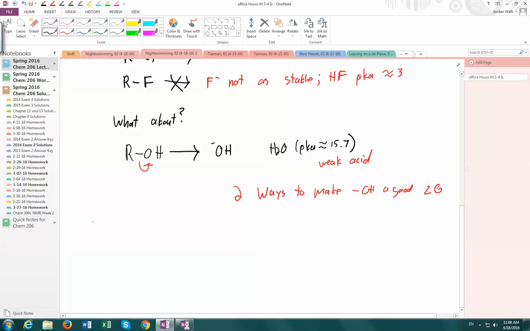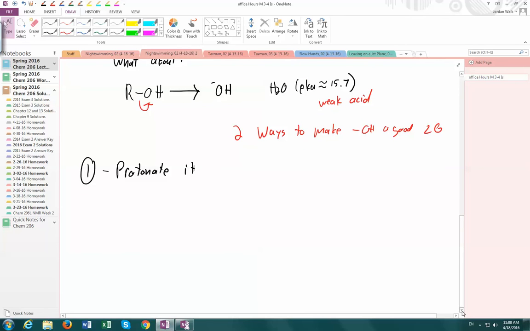So we're going to have two ways to make OH a good leaving group, and one of our options, the more straightforward option, is going to be to protonate it. So what happens when we protonate an alcohol? Let's say we use this substrate. This is going to be a secondary alcohol. What strong halogen acid would you like to use? HCl it is, by demand. Okay, so we'll use HCl.